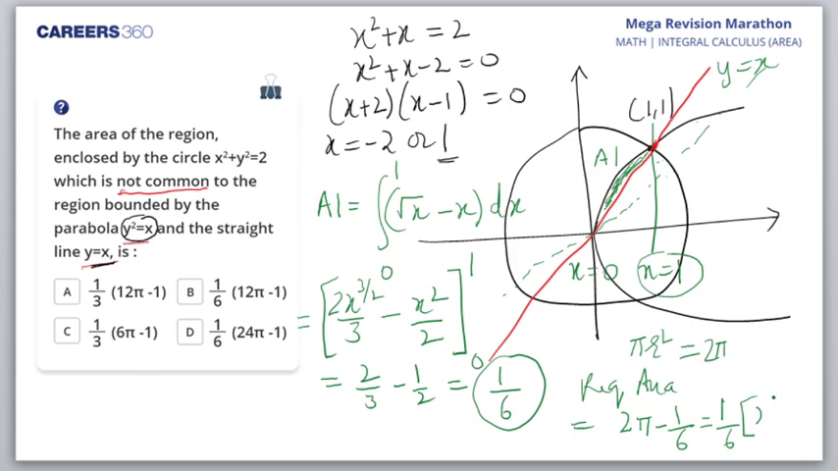So this becomes 2 pi minus 1. Okay? 2 pi. No, sorry. 1 by 6 I took common, so I'll get 12. Okay? 12 pi minus 1. So that is option 2.